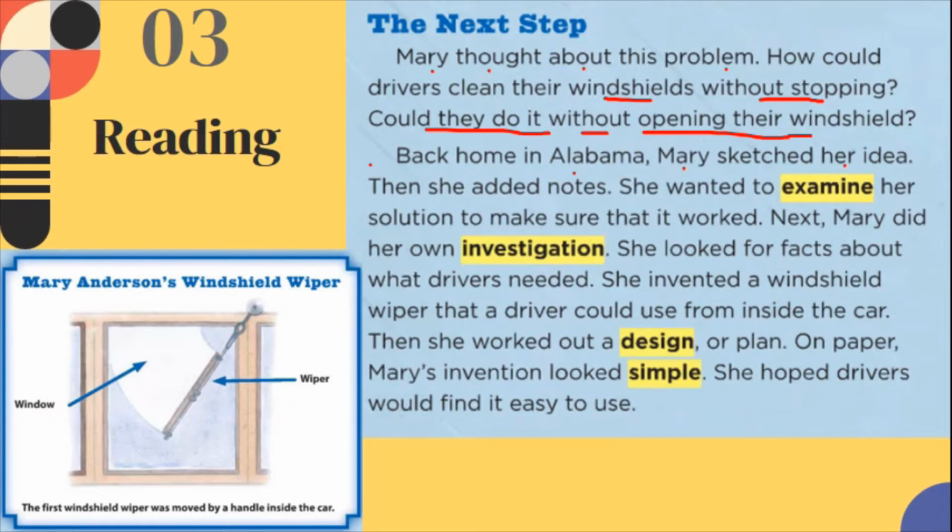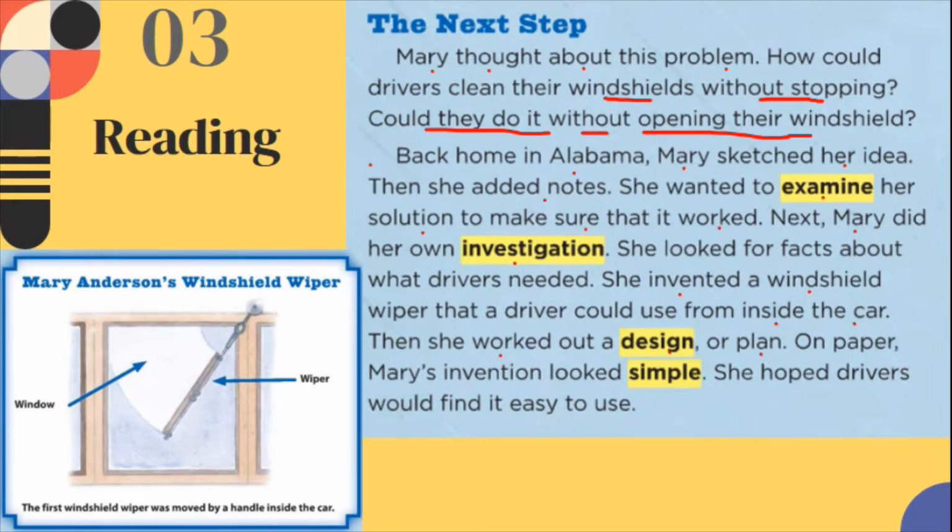Back home in Alabama, Mary sketched her idea. So she made a design. Then she added notes. She wanted to examine her solution to make sure that it worked. Next, Mary did her own investigation. She looked for facts about what the drivers needed. She invented a windshield wiper that a driver could use from inside the car. Then she worked out a design or plan.